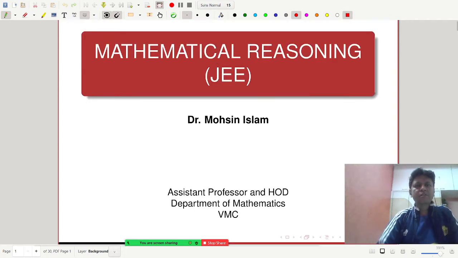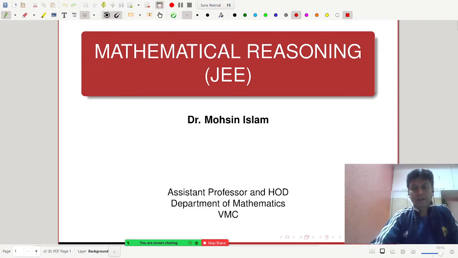So today's topic is mathematical reasoning, part of propositional calculus. And you know that logic is the basis of all mathematical reasoning. It provides rules and techniques for determining whether a given argument is valid. Logic has practical applications to the design of computing machines. It is directly involved in computer programming and used to verify the correctness of programs. So that is the important thing about logic and propositional calculus.